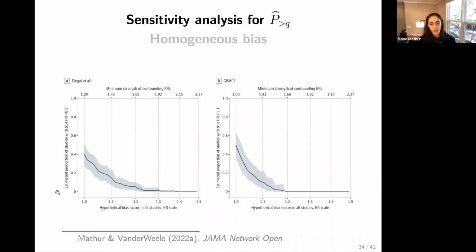Just as an aside, this lower axis is a different way to think about the strength of confounding, and it's referring to basically the multiplicative bias in each study. And so that is prior to considering the risk ratios that a confounder would at minimum need to have to produce that amount of bias.